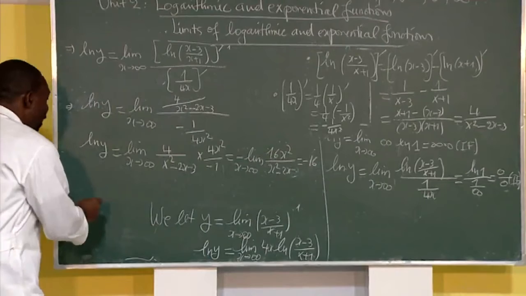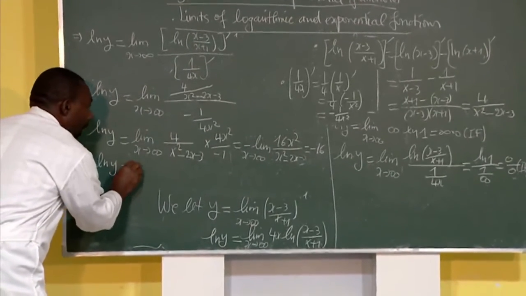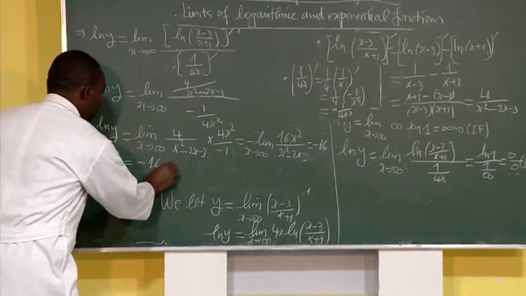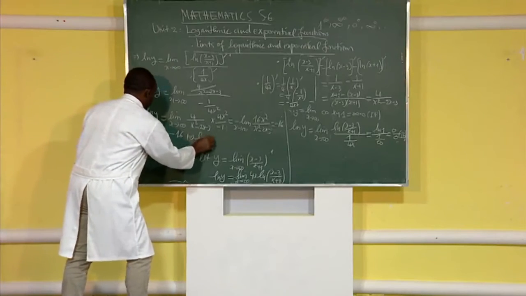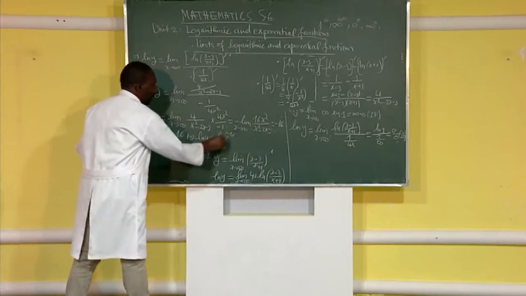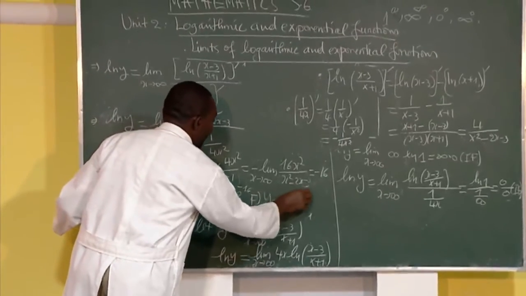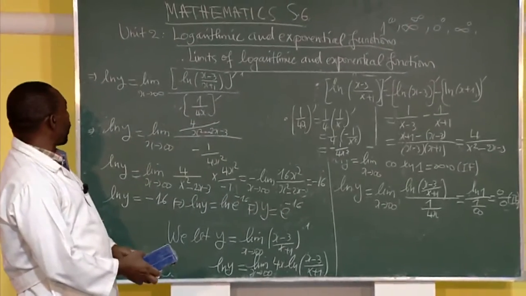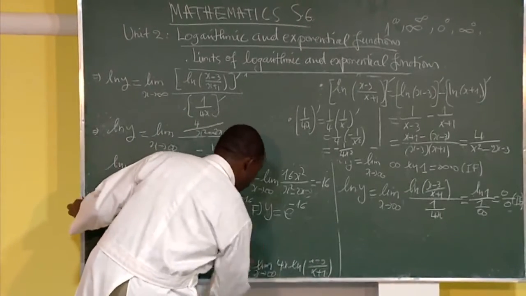Great. Now we have ln y equals minus 16. It means if you introduce ln both sides, ln y is equal to ln of e power negative 16. Means that y equals e power minus 16. Remember that y was the limit. We can respond to our question.